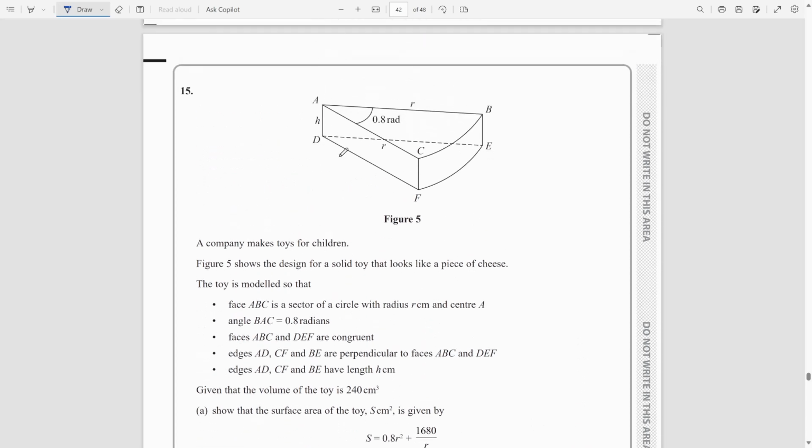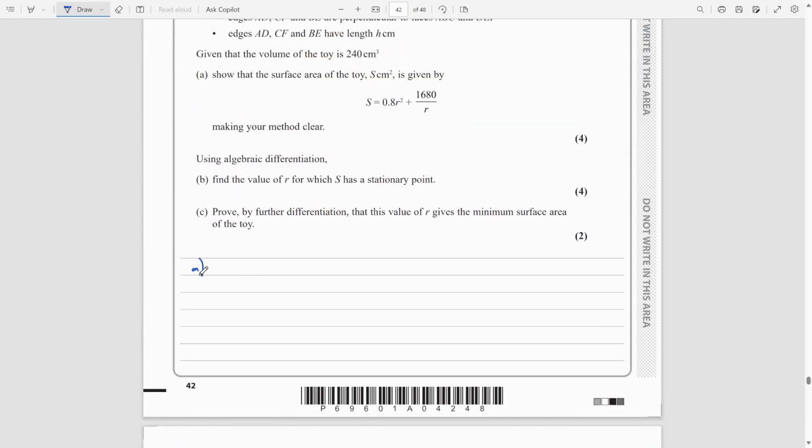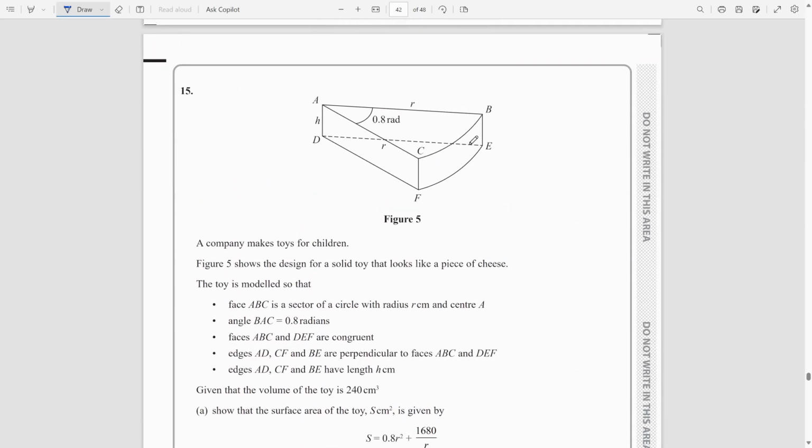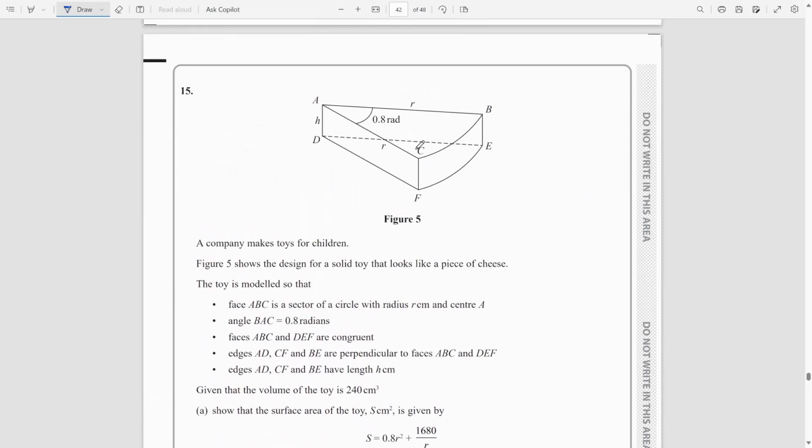So the first thing I do is try to find an expression for the surface area in terms of anything that I have. So what do we have? Well, we have a top surface and a bottom surface which are the same. So I can start piecing this together, saying the full surface area is 2 times whatever the top piece is. Now, what is that? Well, that's a sector area, and the formula for a sector is half r squared theta. So that is half r squared times 0.8. So that accounts for this bit and the bottom bit.